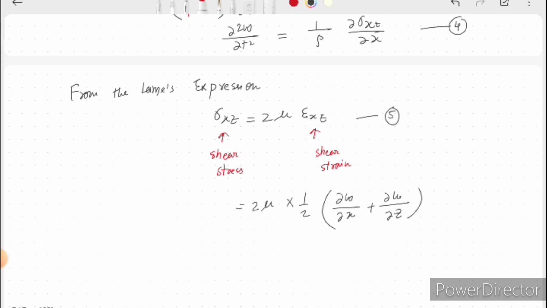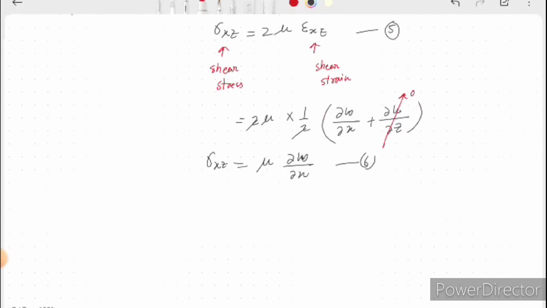That means the displacement is not changing with Z, it is changing with X, right? So this part here is actually 0. So we get, cancelling out, sigma xz equals mu del omega upon del x. This is equation number 6.